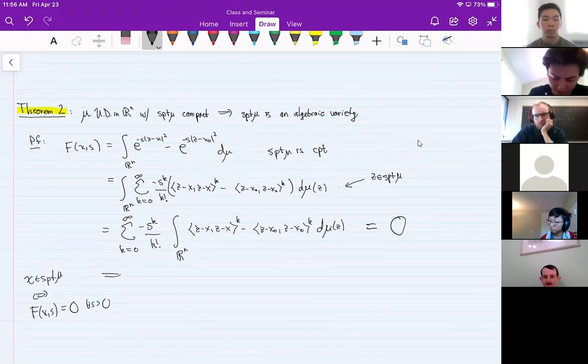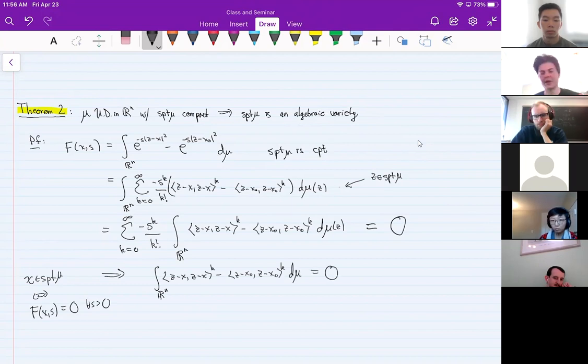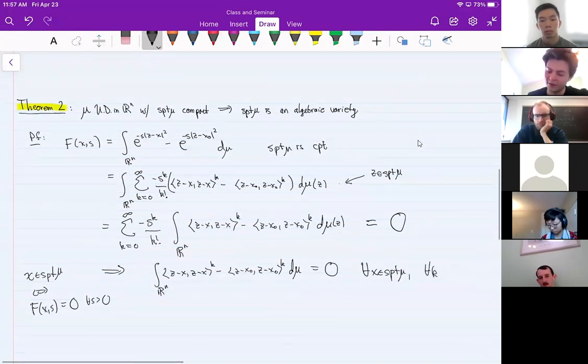Right, so this implies that the integral over Rn of (z minus x, z minus x)^k d mu is just dead equal to 0. And this is dead equal to 0 for all x in the support of mu, and this is for all k from 0 to infinity.